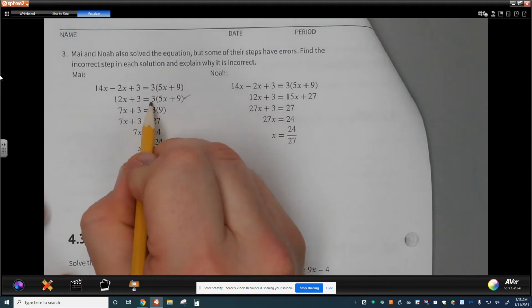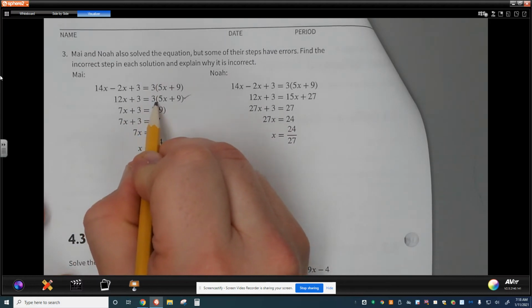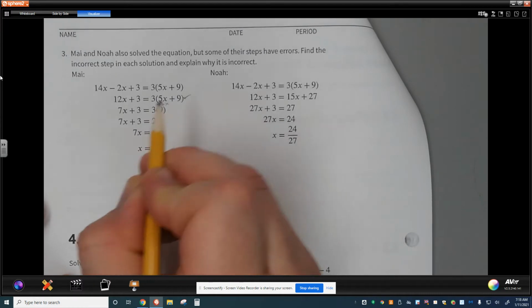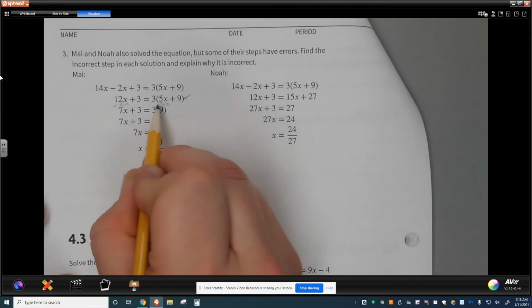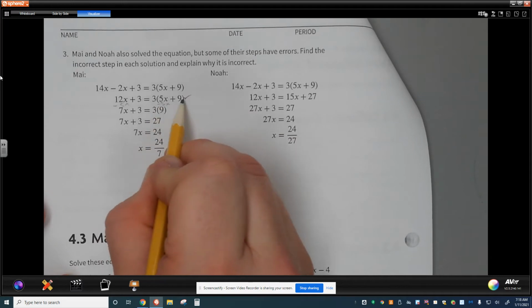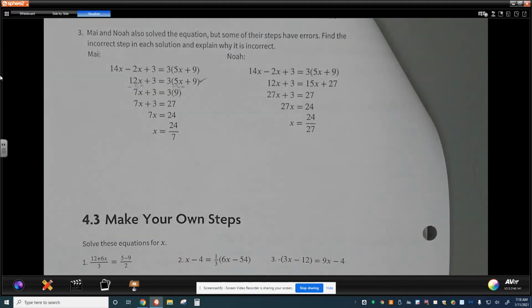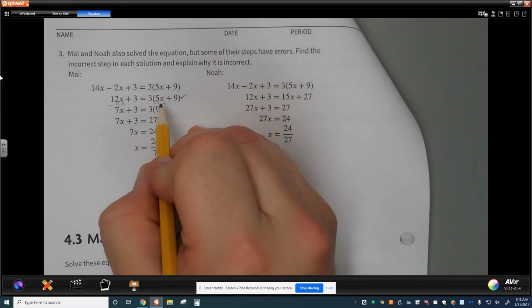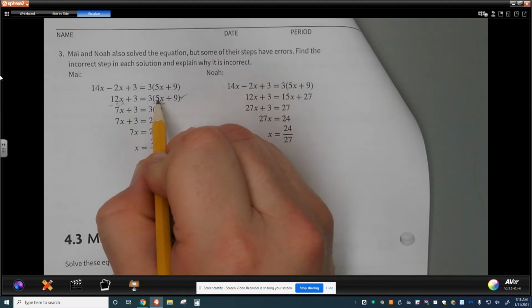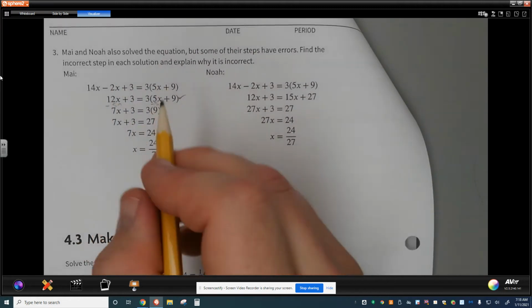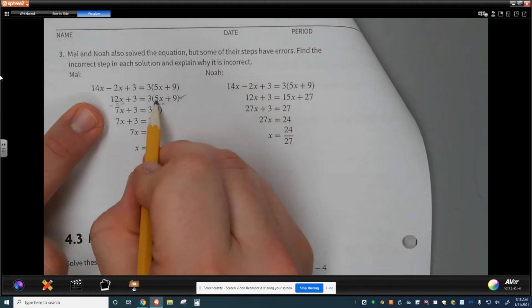And here's the error, or at least the first error, right here. We can't just simply subtract 5x out of here like this, because it's part of a grouping. That's not just 5x in this expression. That's 3 times 5x, which is really 15 times x. And by getting that value wrong from the beginning, that really messes it up down the road. Let's see if she made any more mistakes.